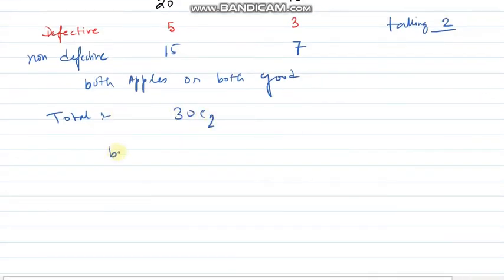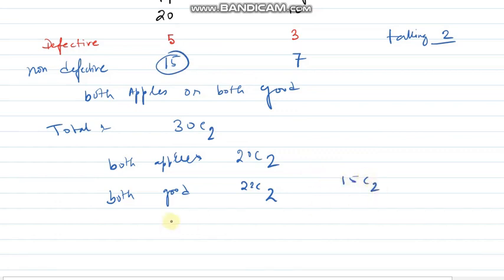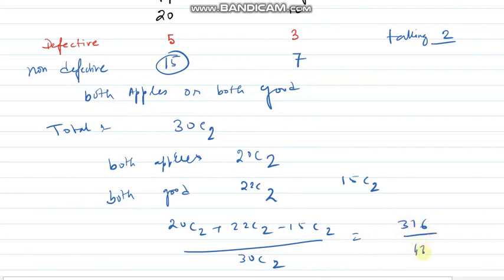What will be both apples? How many apples were there? 20. So it will be 20 C2. What will be both good? How many good do we have? That is 22, right? So that will be 22 C2. And the common ones we have is 15 C2. So the answer will be 20 C2 plus 22 C2 minus 15 C2 divided by 30 C2. If you calculate, you will get 316 divided by 435. That's it.